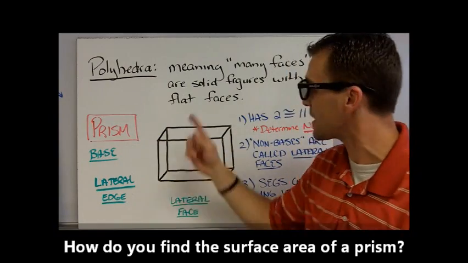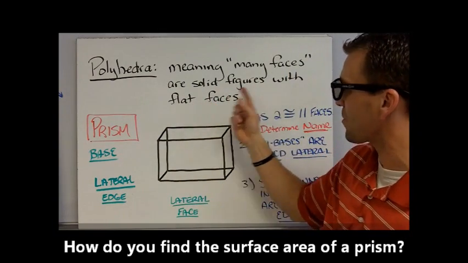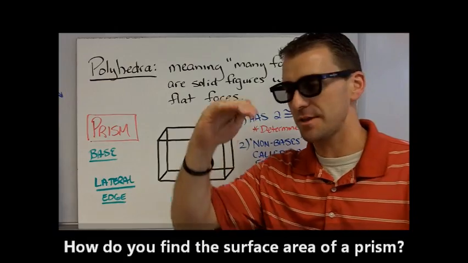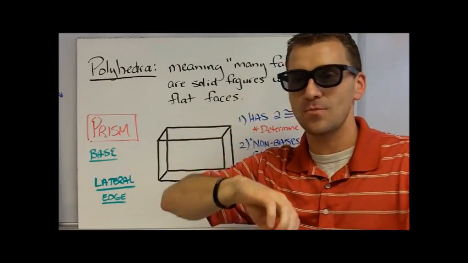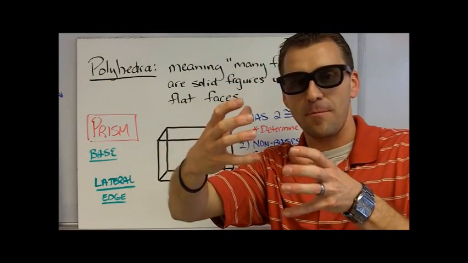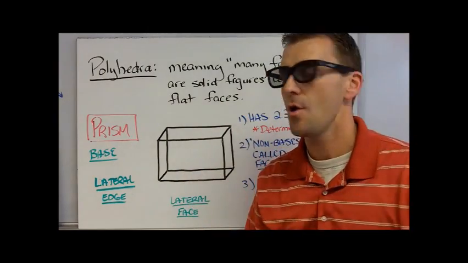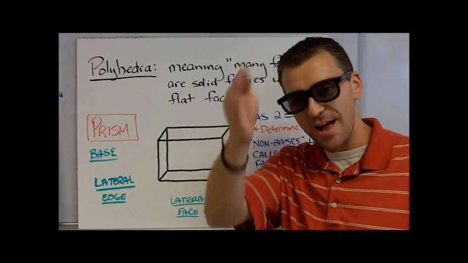In terms of a solid, it's a solid figure with flat faces. So we're not talking about something curved, like a silo of a barn or something. We're not talking about that. What we're talking about is flat surface shapes.